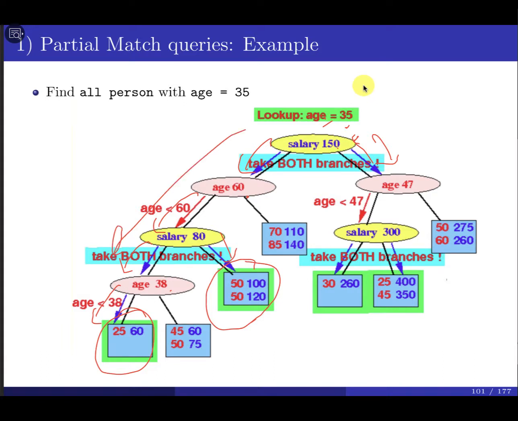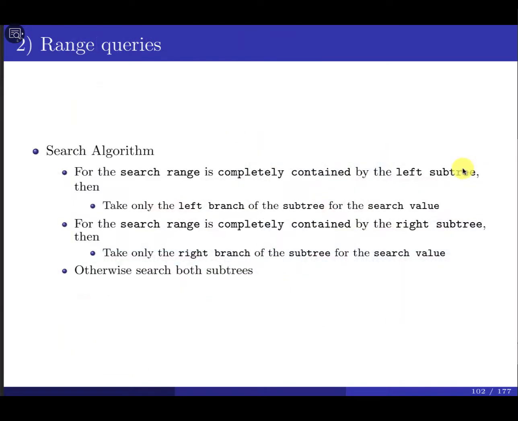At age 46 or 47, and I know age 35, I know that I go to the left. And here for the salary, you have to investigate both branches. So I have 1, 2, 3, 4 operations in order to answer this query. So that's an efficient way to answer this one. That's good. How about the range query?